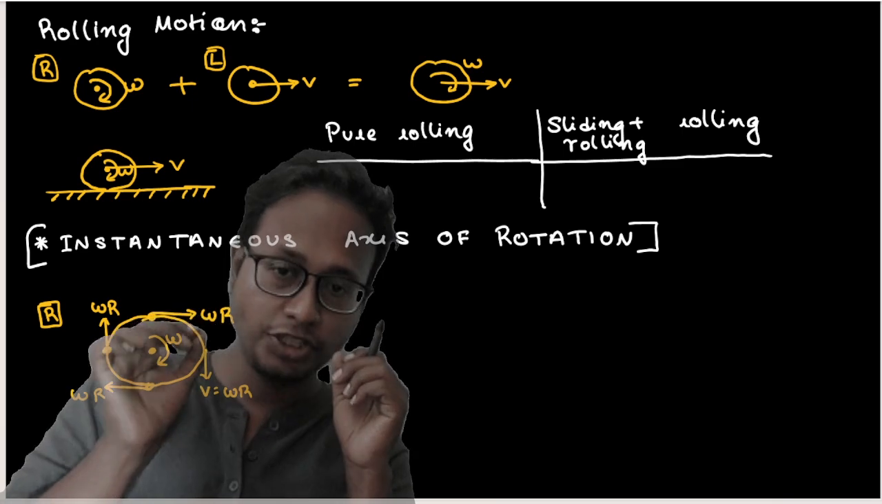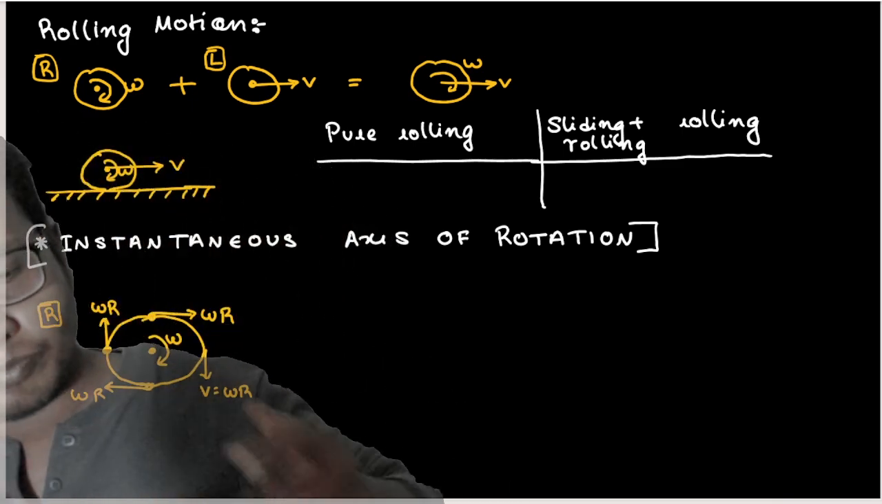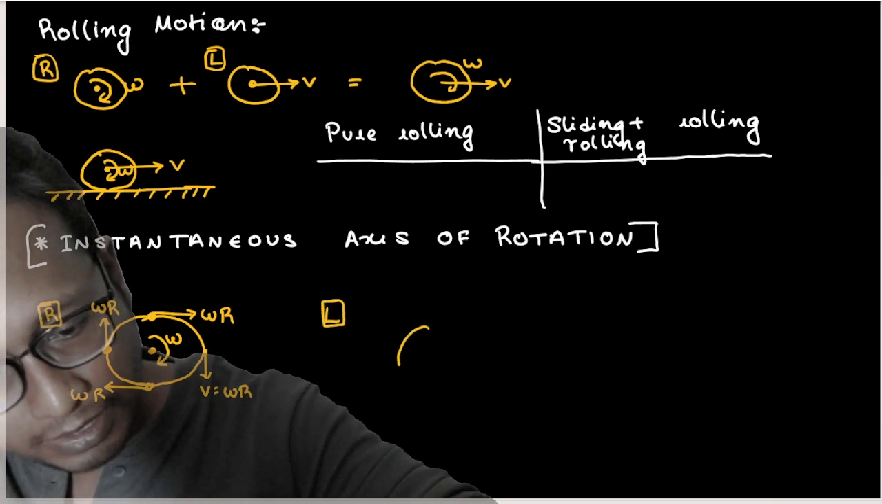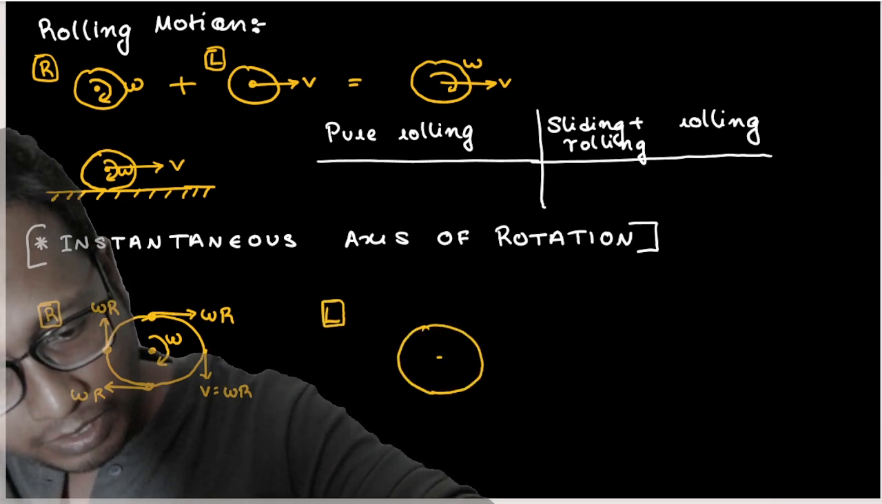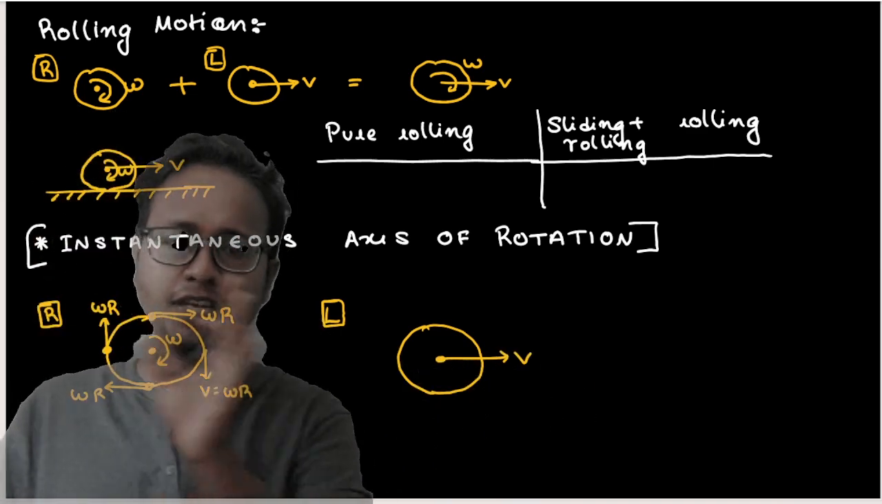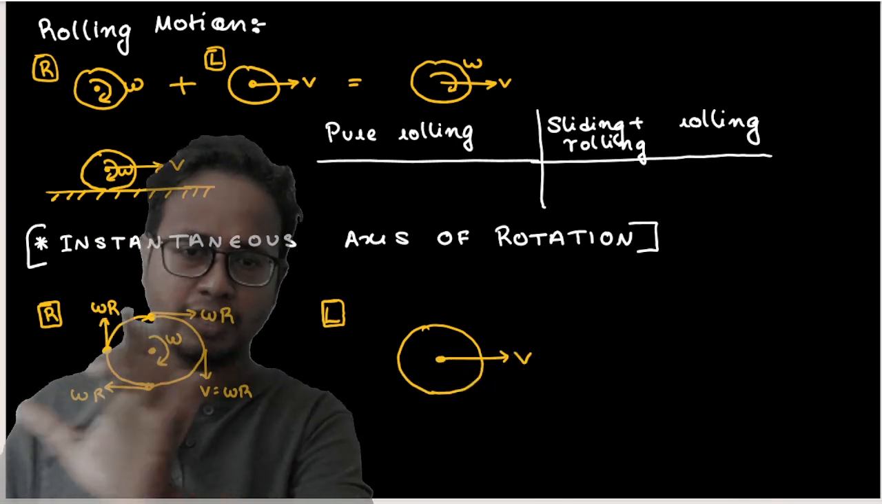Now check properly. Due to rotation, this omega r was coming, no? Now, suppose I'm taking translation also, linear translation. Suppose a body is moving with velocity v. This v is independent of the parameters out here. It is very independent, that means this can be anything. It has nothing to do with these parameters.